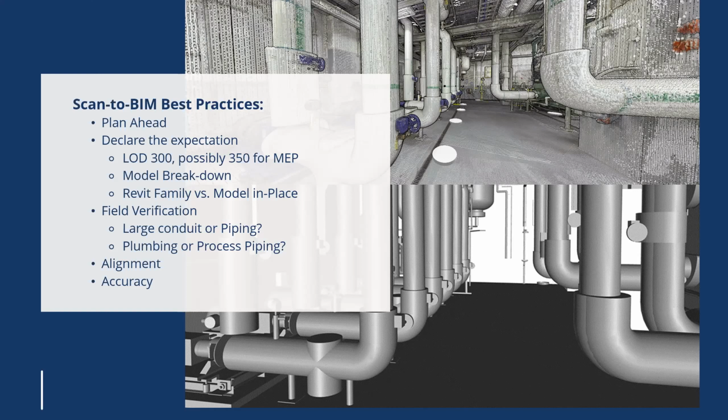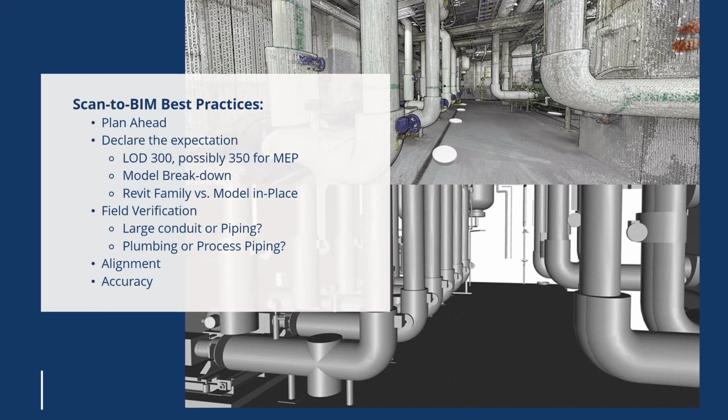We also need to communicate the expectation of modeling strategies upfront so that the scan-to-BIM model can be manageable for downstream use. One common Revit best practice is to use Revit family rather than model in place to avoid huge file size.